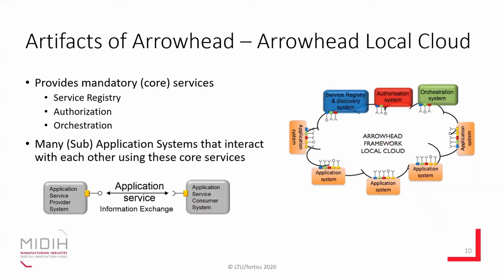This is one of the artifacts of Arrowhead. The Arrowhead local cloud provides mainly the core services. We will come to these core services soon, what they are. And then you can add on to these systems. You can develop your own application systems, sub-applications that interact with each other using these core services. And it uses a simple producer-consumer methodology for information exchange.